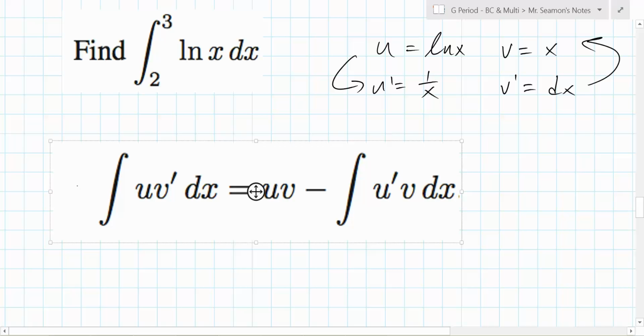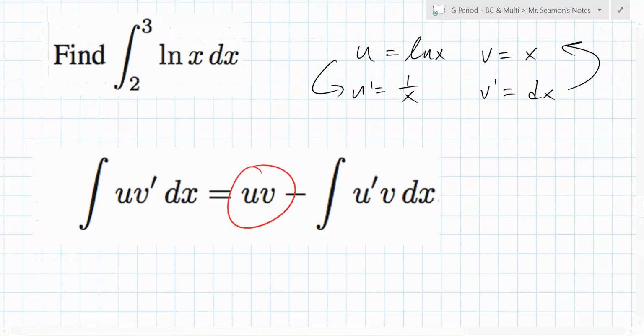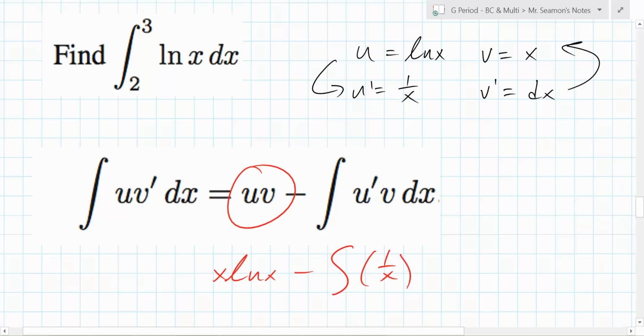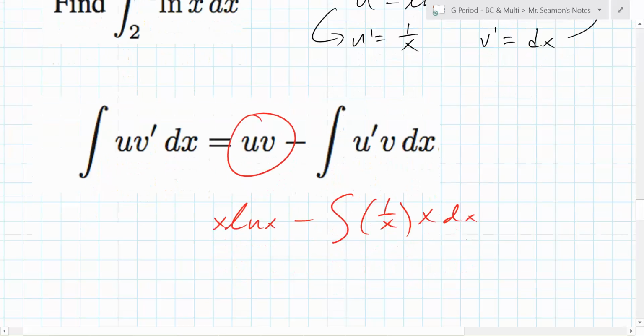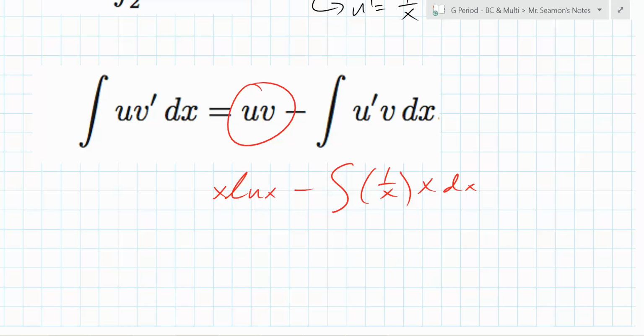Look at that. Okay. So one of the quick lead-offs. What's always the lead-off? uv. So what's our uv going to be? ln x times x, right? And what are we subtracting? u prime, which is 1 over x, times v, which is what? Oh, look at this. And we're integrating, right? What's 1 over x times x? So what do you end up with?